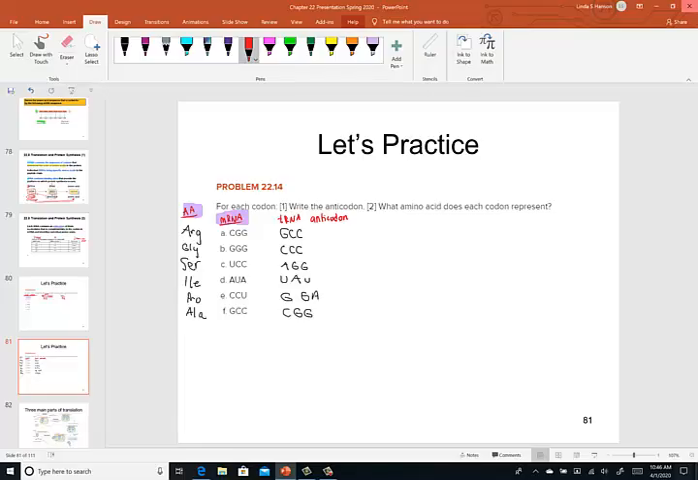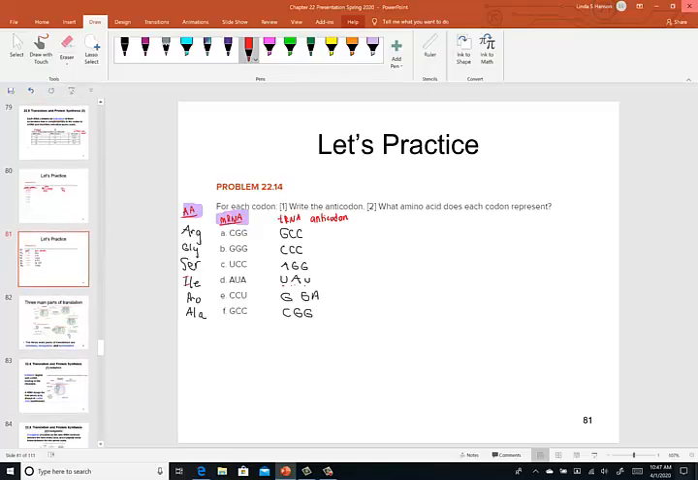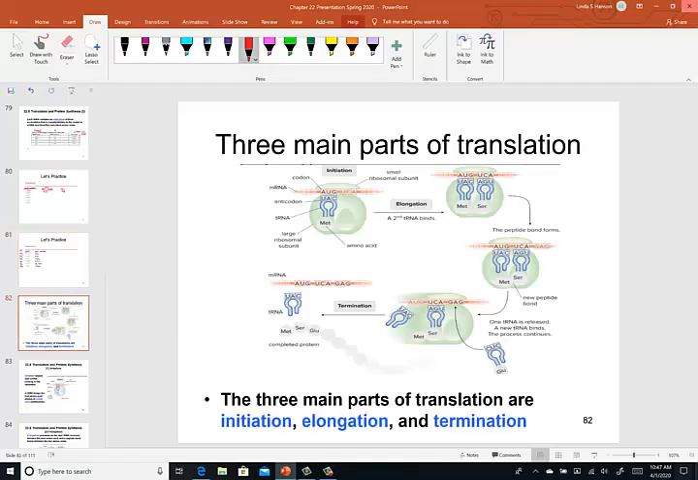AUA has a complementary base, UAU, and it was isoleucine, ILE. Letter E coded for proline, and letter F, alanine, ALA. And again, just checking those anticodons, the base there of the transfer RNA carrying the amino acid back to the ribosomal RNA for the site of synthesis.